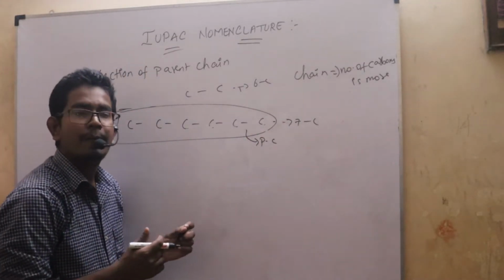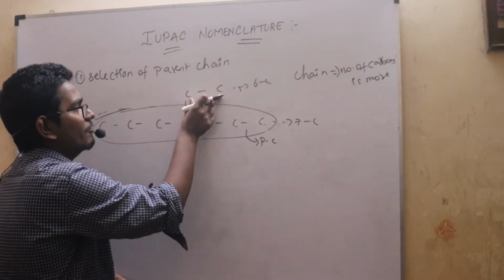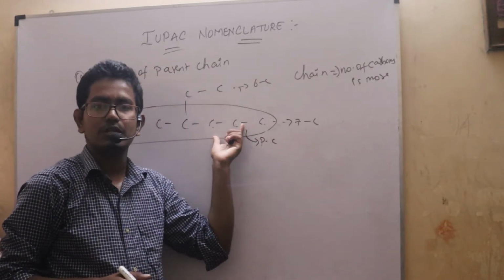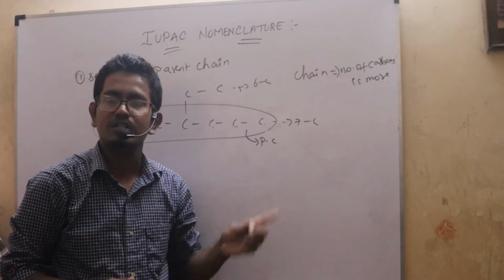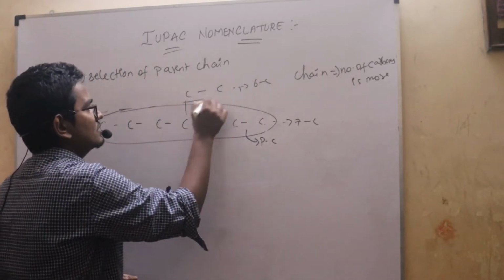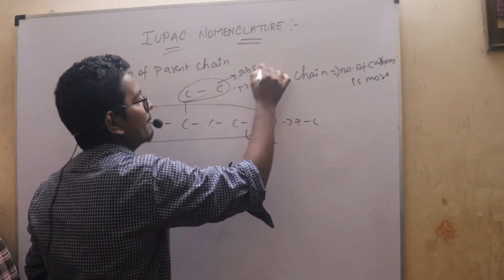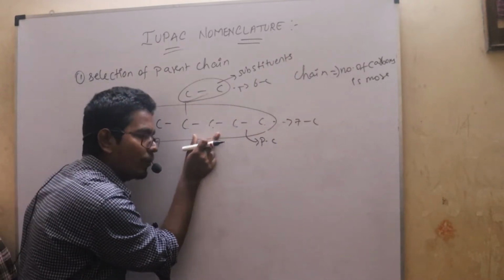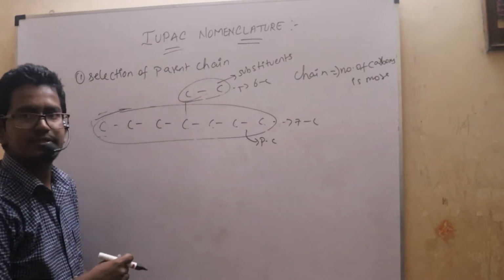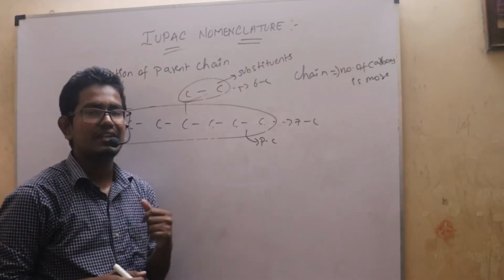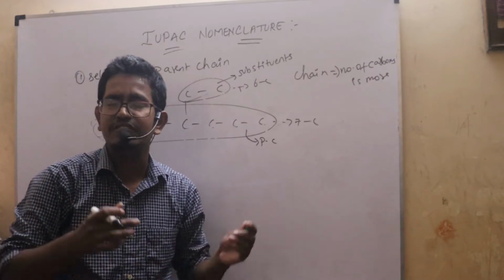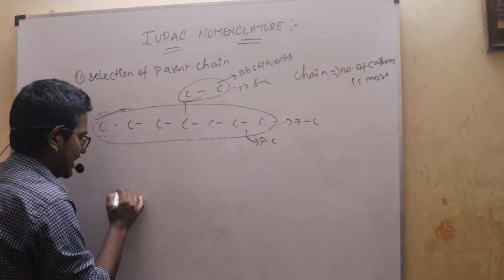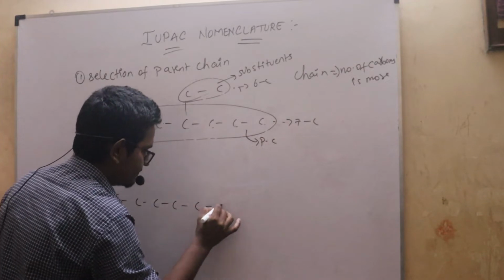Whatever is left out from the compound, that means whatever is left out from the parent chain, will be known as substituents. Right? So this one is known as a substituent, as it is left out from the parent chain of the compound. That is how we should select the parent chain. We should give preference to the chain which has more carbon atoms as the parent chain.